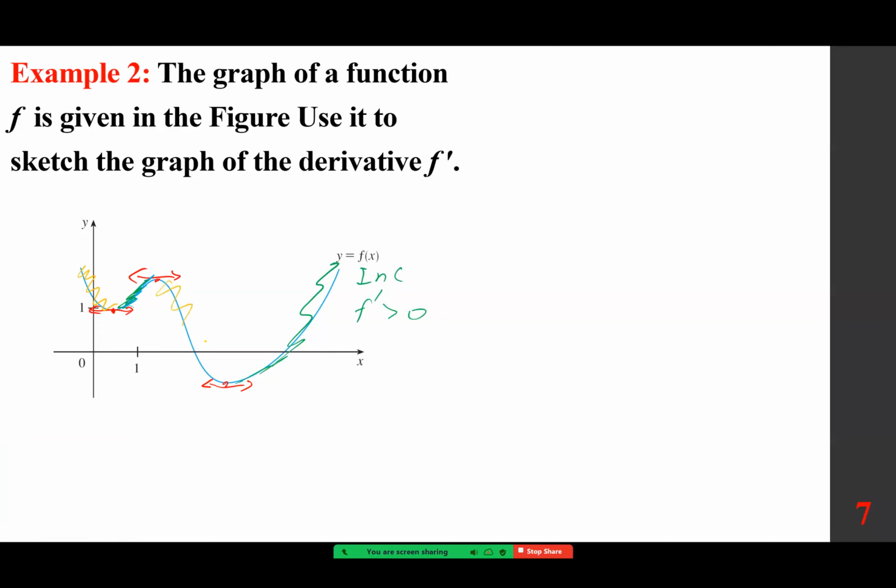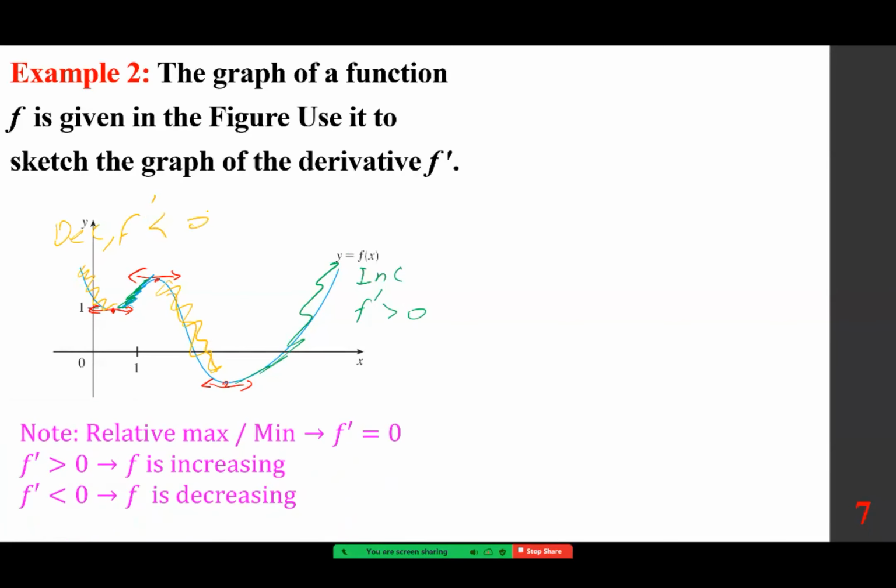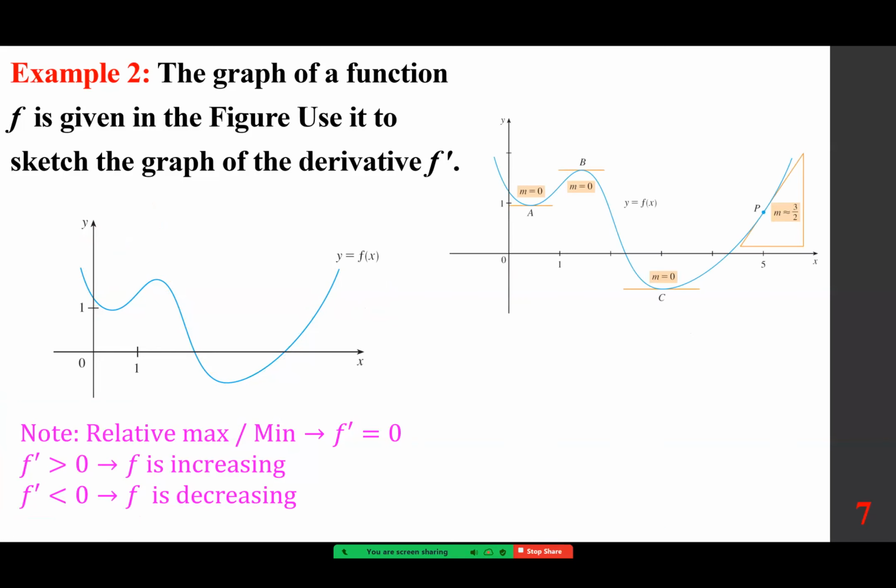This portion of the graph is decreasing, which means f prime must be negative. So we need the piece of information here. Let me erase the mess and show you the idea here.